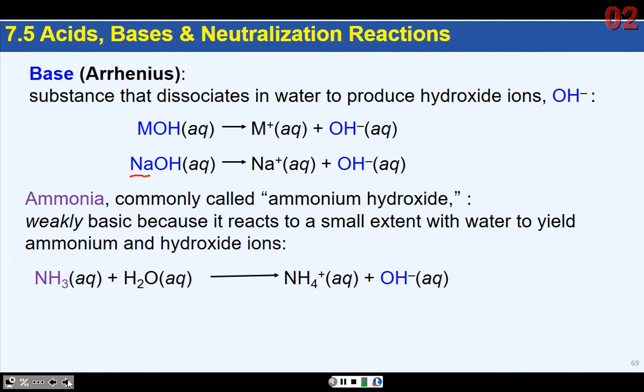Ammonia is another substance which is a base, other than the metal hydroxides. It's sometimes called ammonium hydroxide. It is weakly basic because it reacts to a small extent in water in an equilibrium fashion, actually. I should put a double arrow here to give some ammonium ions and hydroxide ions. Because of the presence of hydroxide ions, ammonia is also a base. So don't overlook ammonia. You will see that in your examples for bases relatively often.